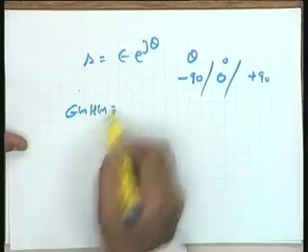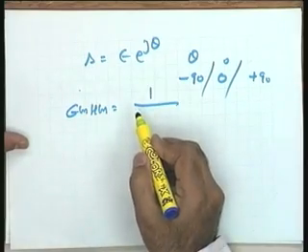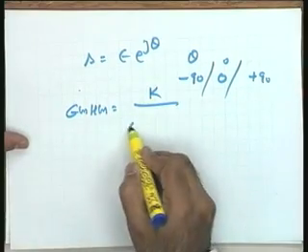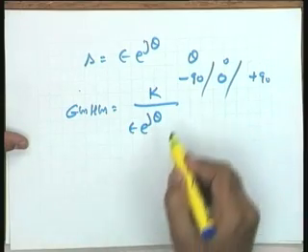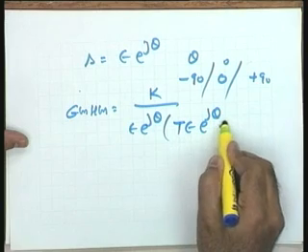G(s)H(s) corresponding to this becomes K over, I have taken in general, epsilon e to the power of j theta times (T epsilon e to the power of j theta plus 1).